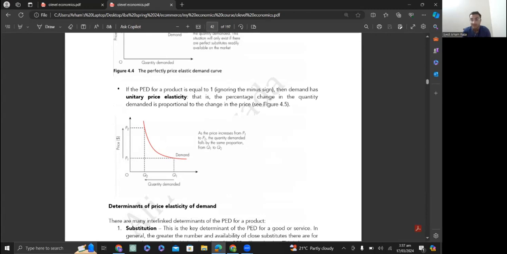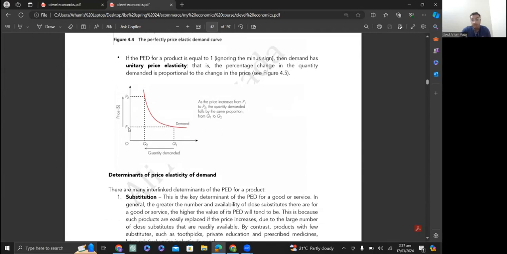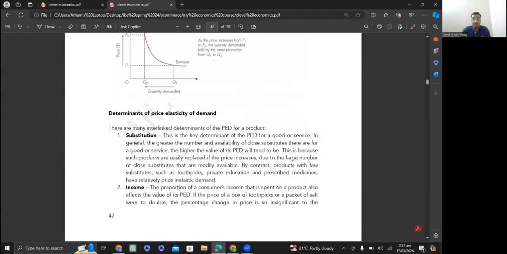When a good is price elastic, it has a PED of greater than 1, and when the product is inelastic, it has a PED of less than 1. However, there is also unitary price elasticity, which means that the PED of the product is equal to 1. This means that if you increase the price by 50%, its quantity demanded will fall by 50%, so the numerator is equal to the denominator. In that circumstance, your demand curve will be like this, as shown in the diagram over here, which means that if you increase the price from P1 to P2, there will be an equal proportional change in the quantity demanded, as quantity demanded will fall from Q1 to Q2.